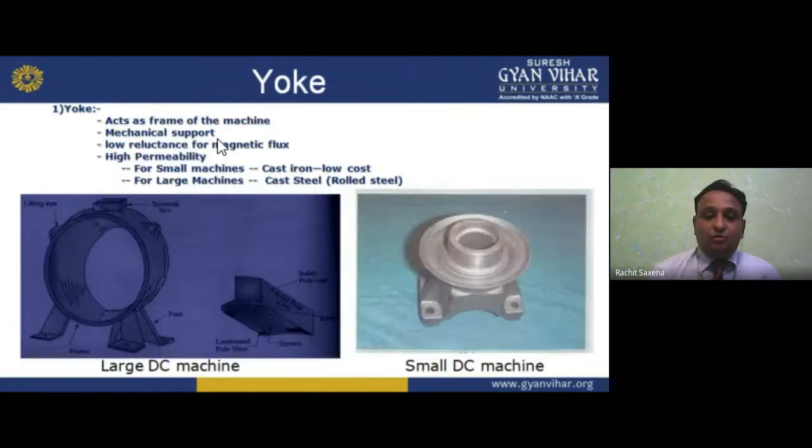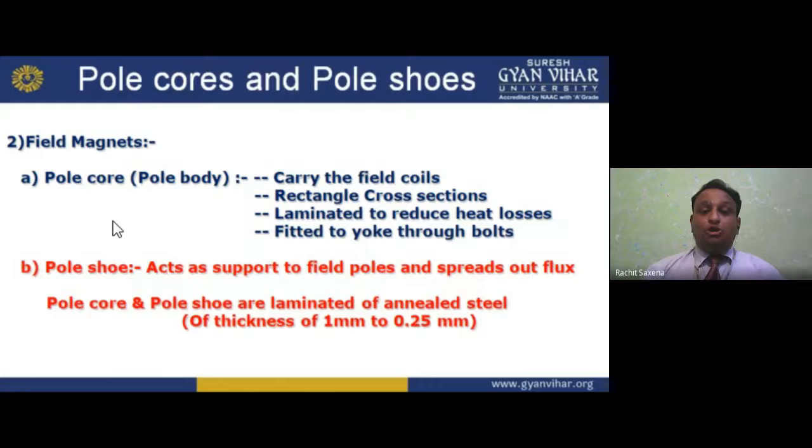As I earlier told you, this is the pole core, fitted with the help of bolts. Now the pole shoe. My dear student, the pole shoe acts as a support to the field poles and spreads out the flux. It gives support to the field poles. It has a higher cross section, so reluctance is less and flux induction is more.